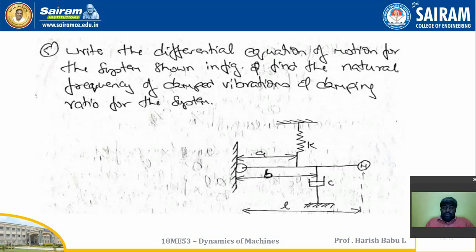So welcome back to the session on free vibration. So we are continuing the problems. So let us consider a problem. Write a differential equation of motion for the system shown in the figure and find the natural frequency of damped vibration and damping ratio of the system.